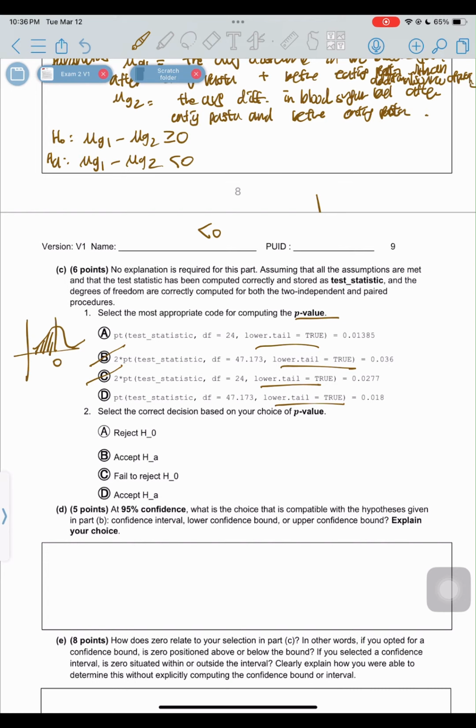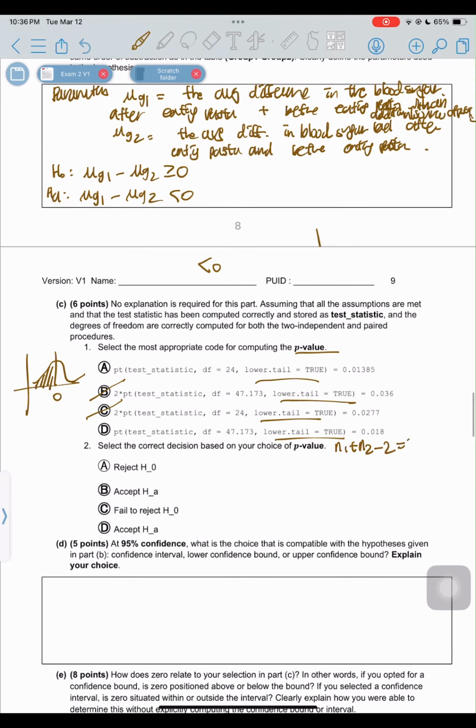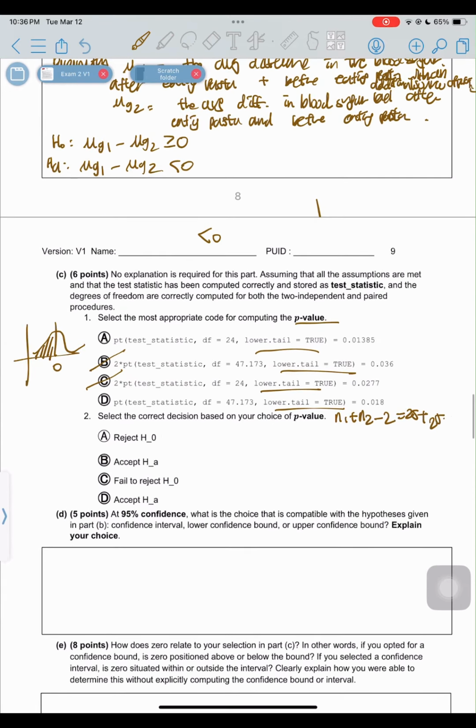So not B and C. So it's going to be either A or D. But if you remember the degrees of freedom value for the two sample case, it is N1 plus N2 minus 2. So N1 was 25, the sample size, and then N2 is also 25. So it's 48, which is closer to 47. So the answer for this question is D.